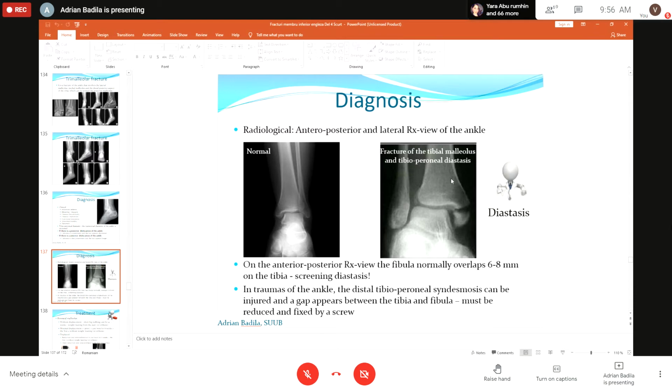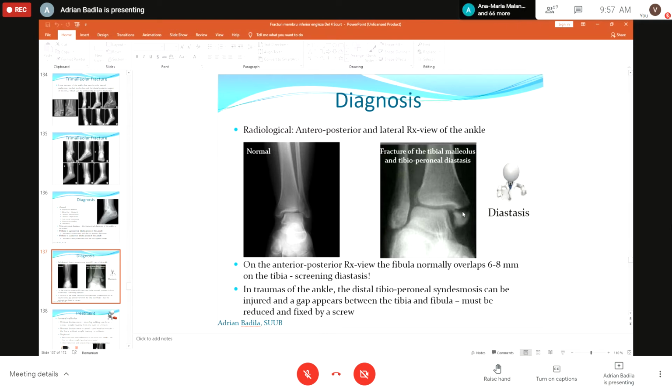As I said, there is a clinical entity called diastasis. In a normal ankle, the peroneum will overlap the tibia by 6 to 8 millimeters. This is the normal ankle. If we have lesions at this level, lesions of the distal tibio-peroneal ligaments, these two bones will go away and we will have an abnormal space between the two bones at the level of the ankle. This space is called tibio-peroneal diastasis. If we have such a lesion, this lesion must be treated also.